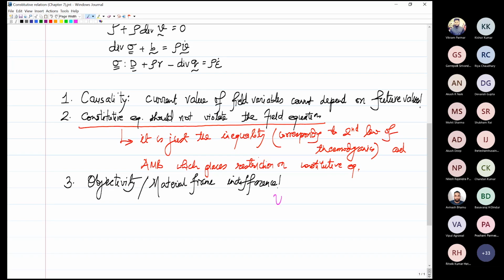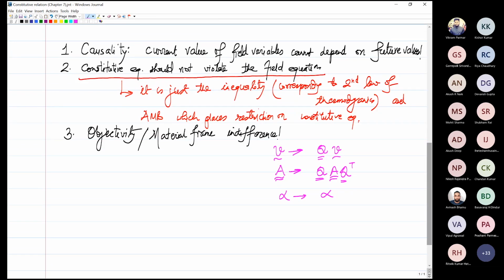For example, if it has a vector v, then it must transform to Qv. If the equation has a tensor A, it must transform in the way Q A Q transpose. Or if it has a scalar alpha, it simply goes to alpha. So the equation must be such that it obeys this transformation. Then only we can say that the equation is frame indifferent. Okay. Let's talk about what else it should satisfy.